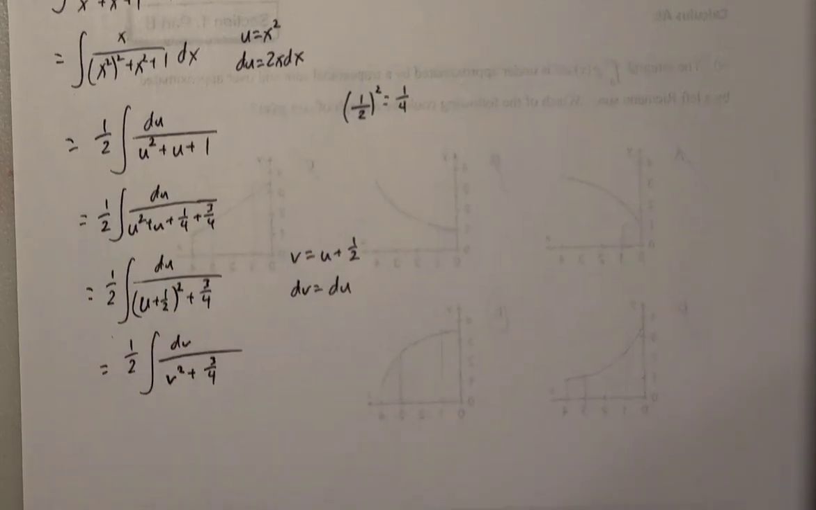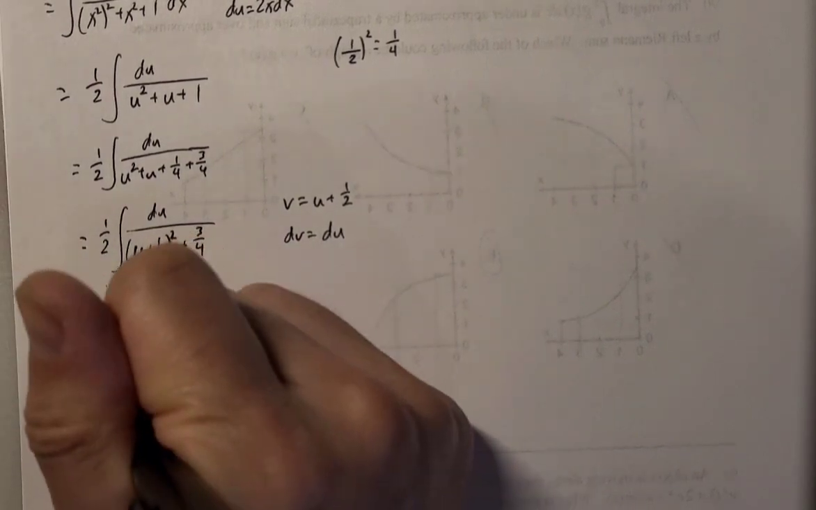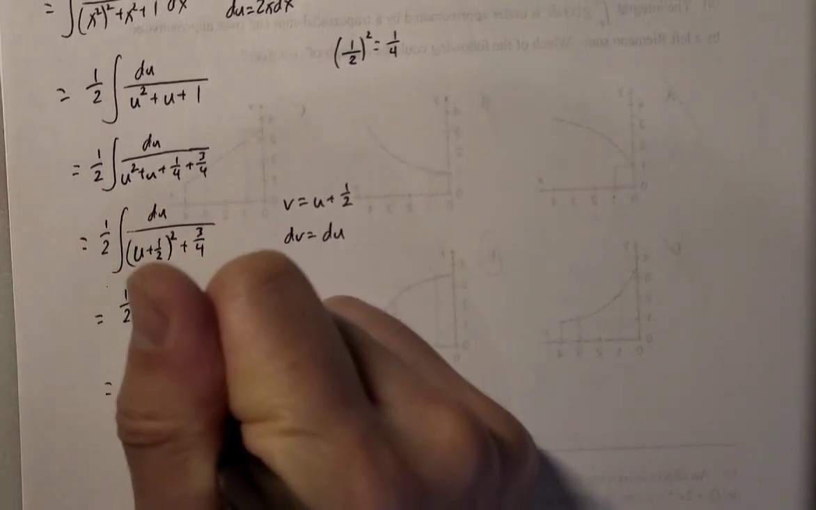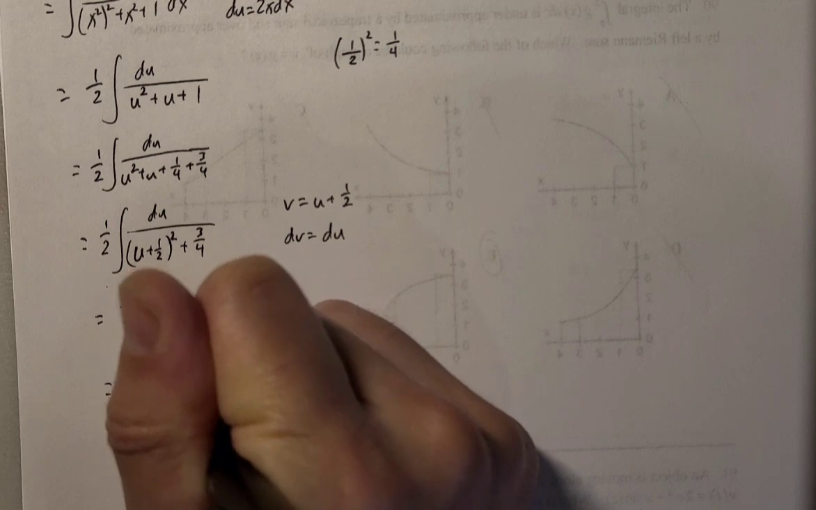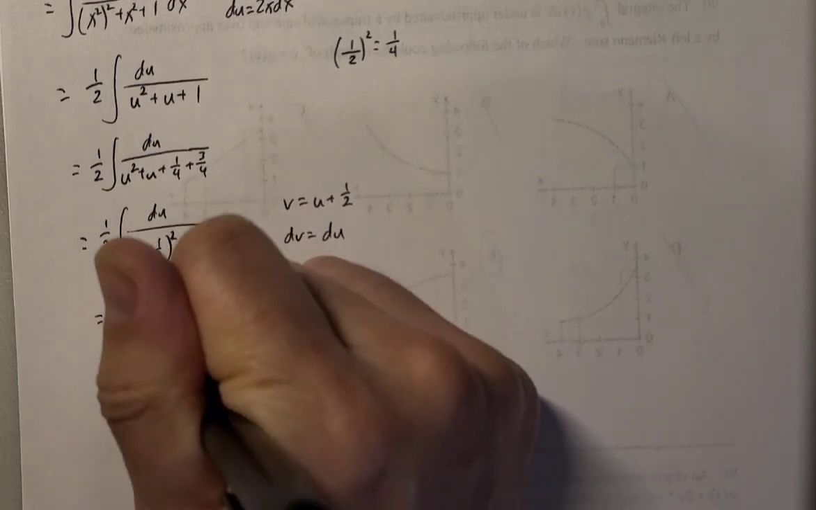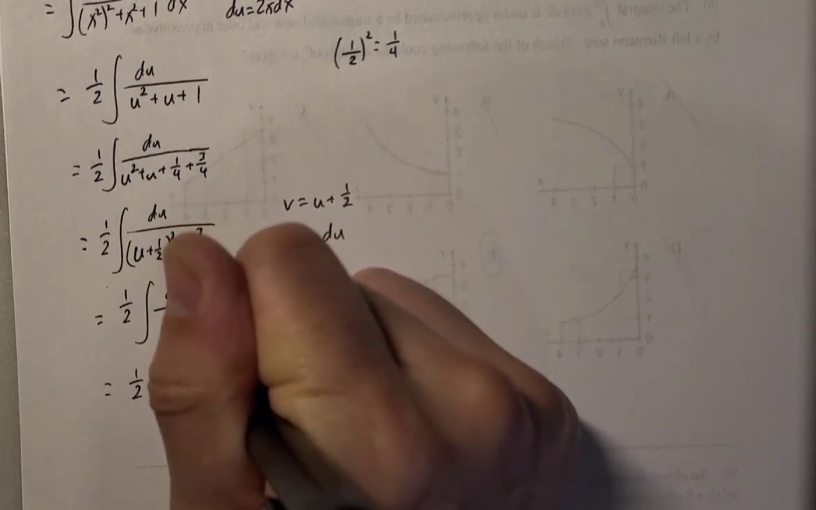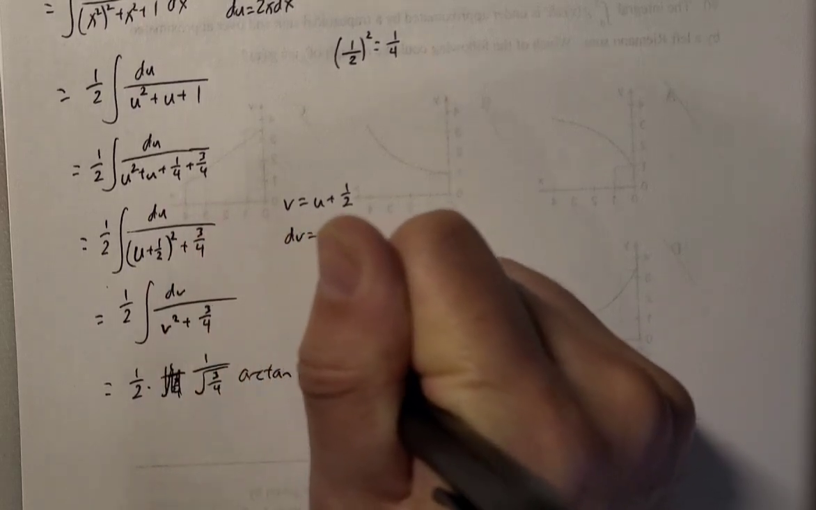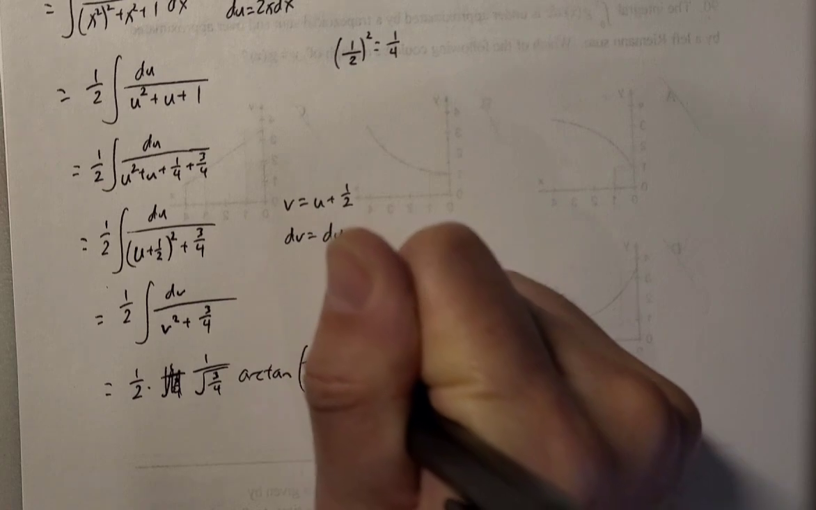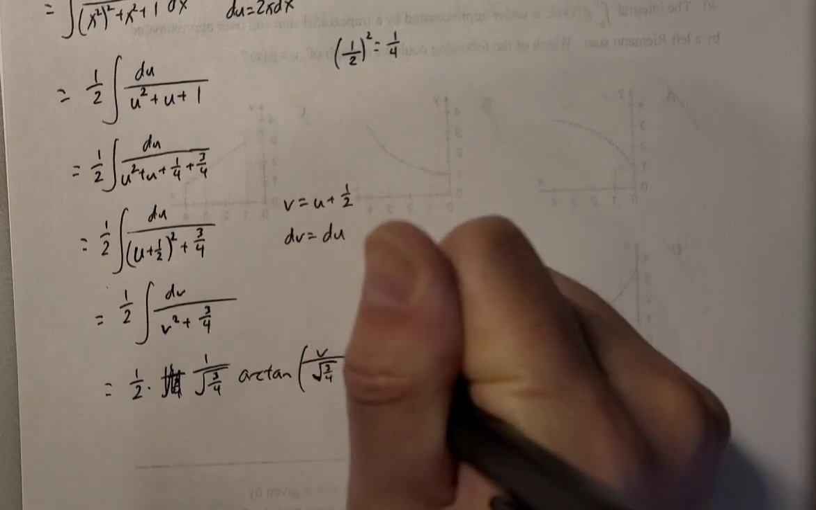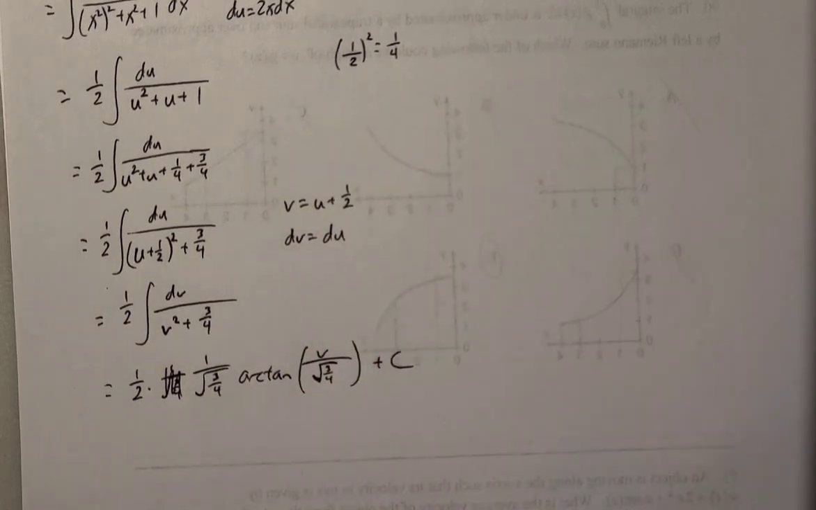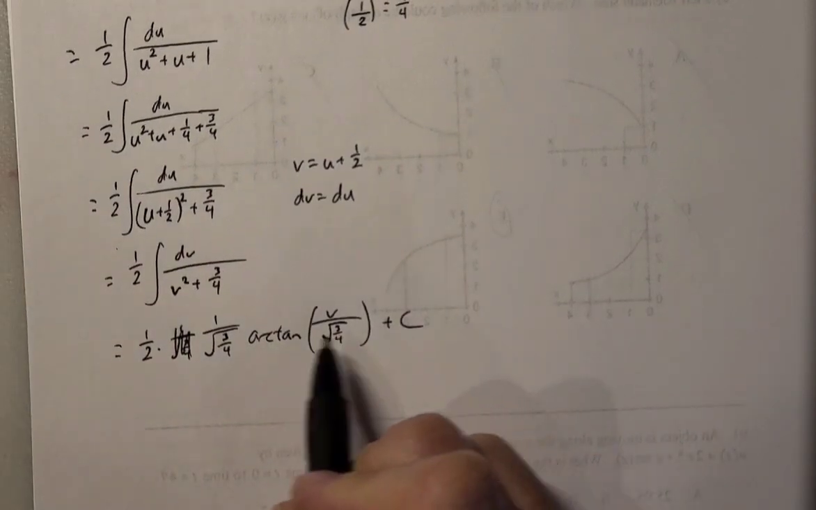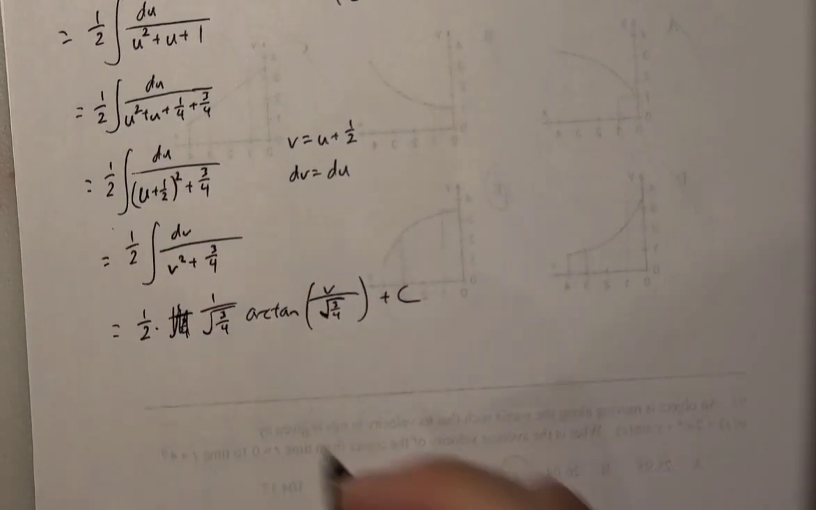Does this look familiar? This is just arctangent. So it would be half times 1 over square root of 3 over 4, arctangent of v over square root of 3 over 4, plus c. Hopefully that's visible on camera. That's a 3. I'm using a kind of fat pen.